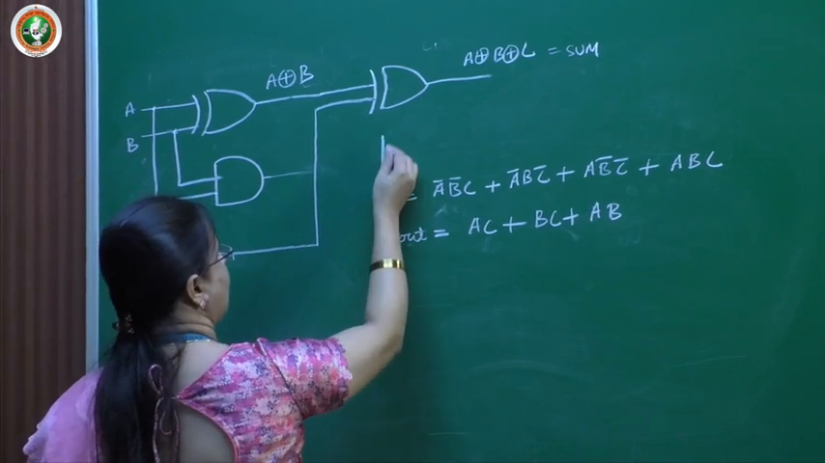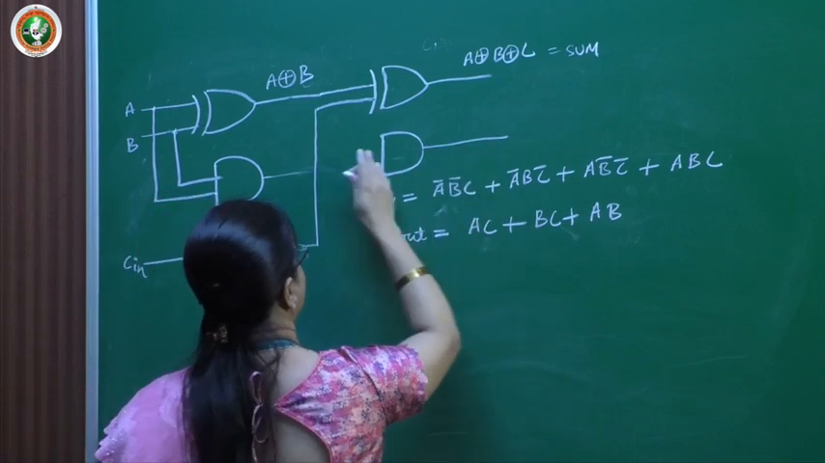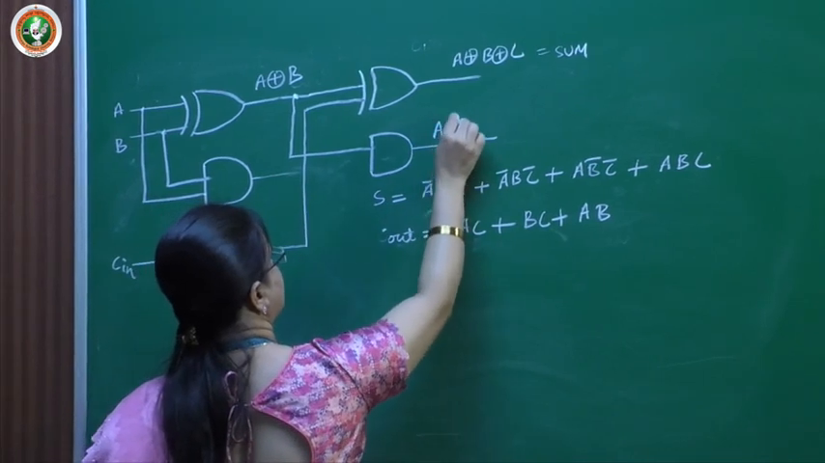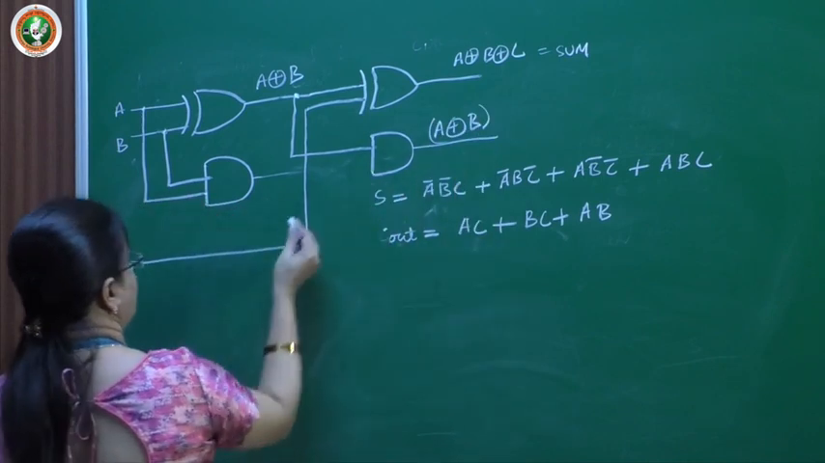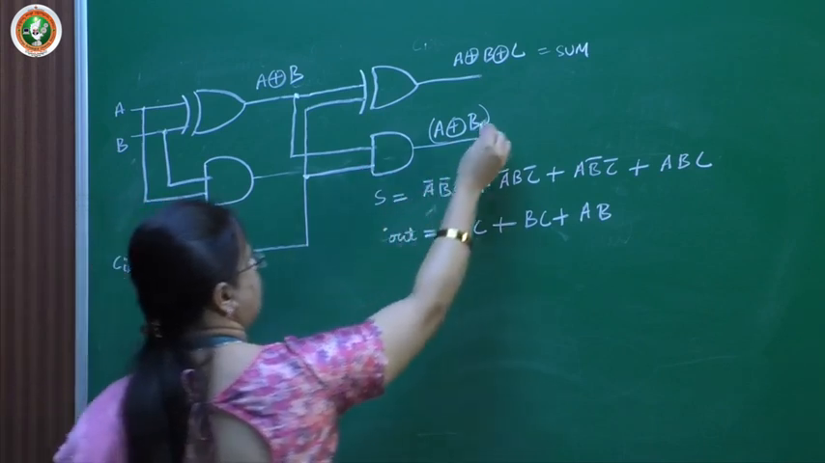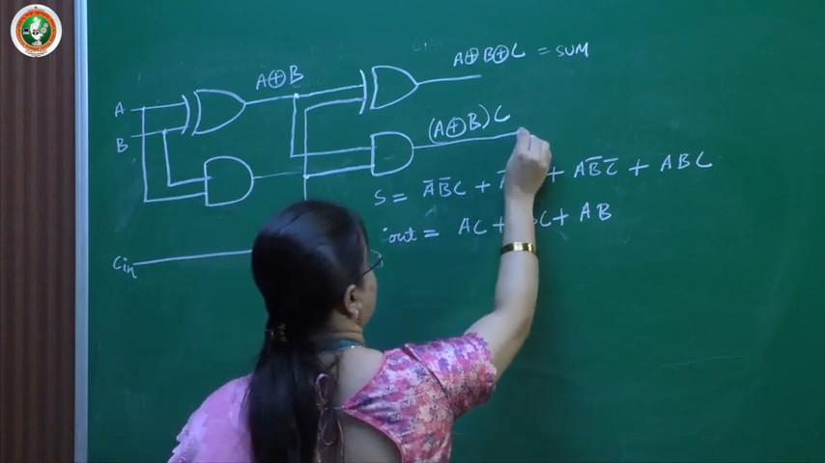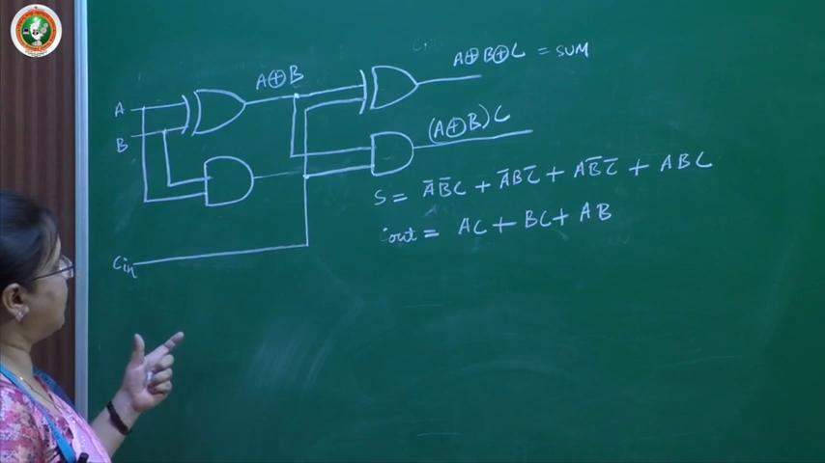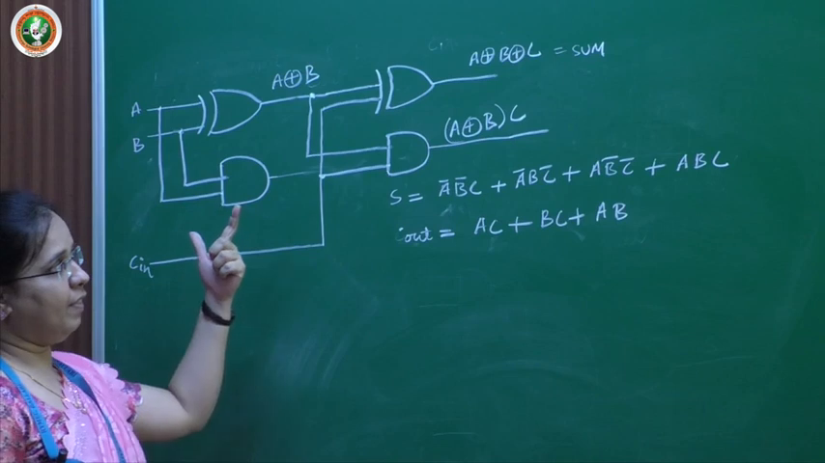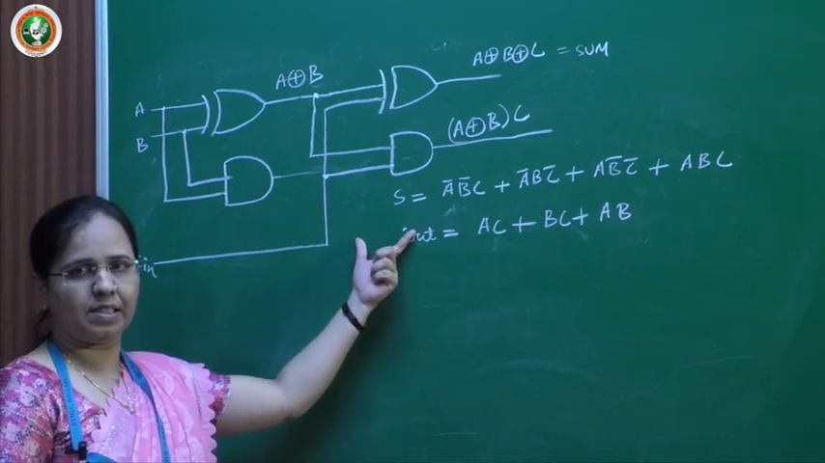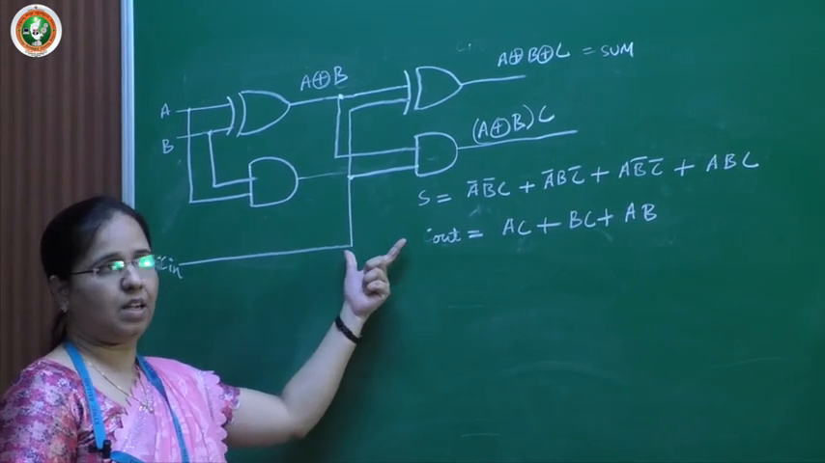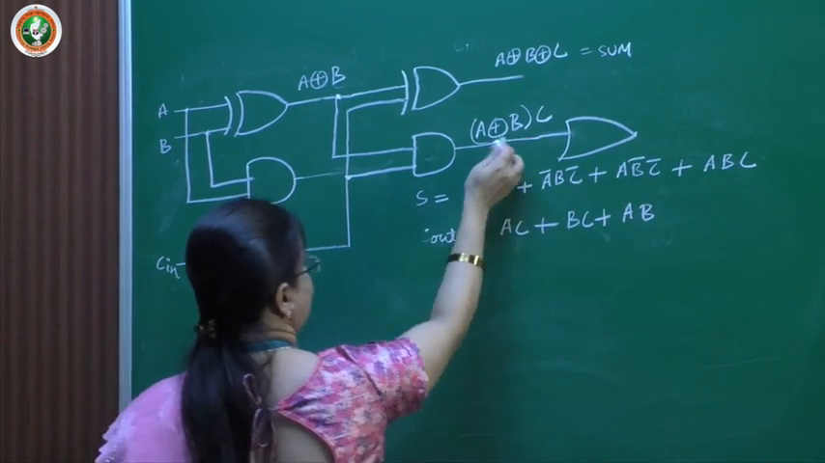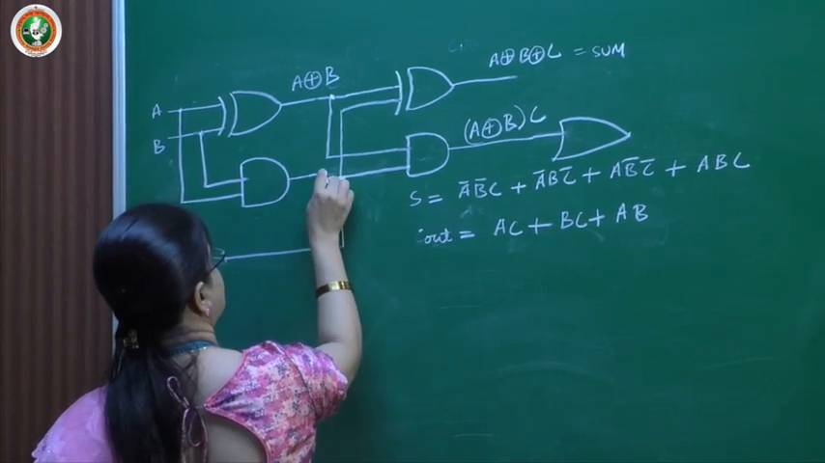Then after this we have one more AND gate. For this AND gate we are getting one input from this point, which is A XOR B, and another input is coming from C. Now, in order to get a carry, I have to make use of one extra OR gate. A half adder is constructed using one XOR gate and one AND gate, and a full adder is made up of two half adders. Along with two half adders, I need to use one extra OR gate. So I'm using that extra OR gate over here, and for this OR gate, one input is coming from this AND gate, and one more input is coming from the other AND gate.